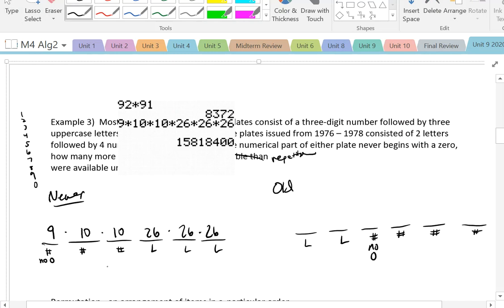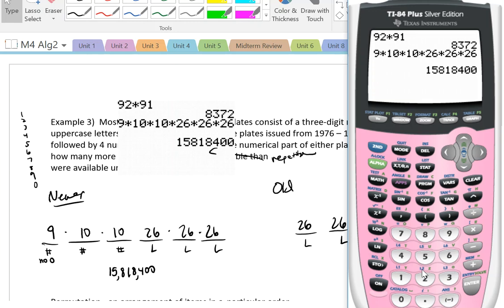So these are how many license plates are available under this new system: 15,818,400. Now in the old system, we had our 2 letters for 26, the first number not being a 0, and then any number on the last ones. And so 26 times 26 times 9 times 10 to the third. I'm just going to use an exponent on that.